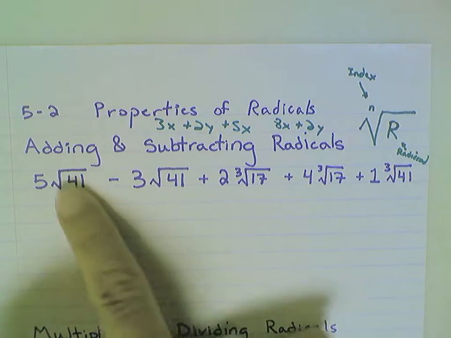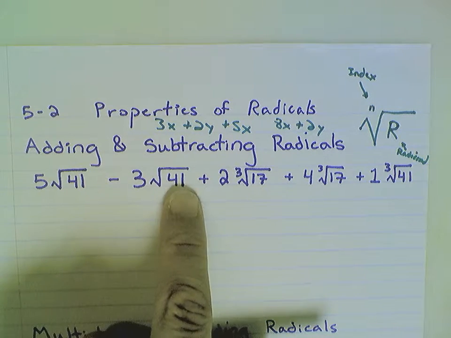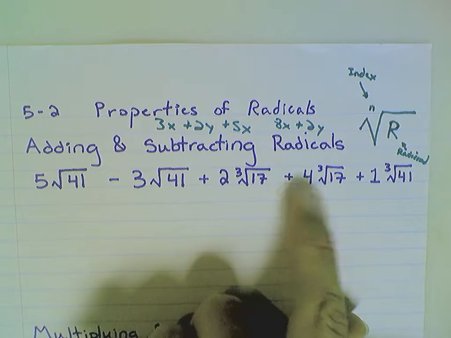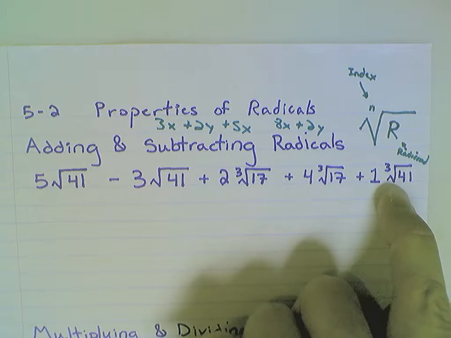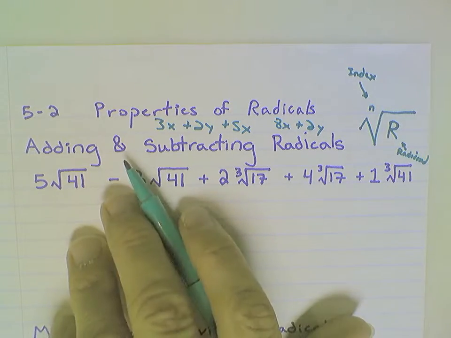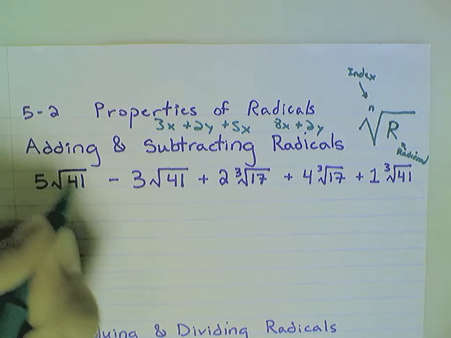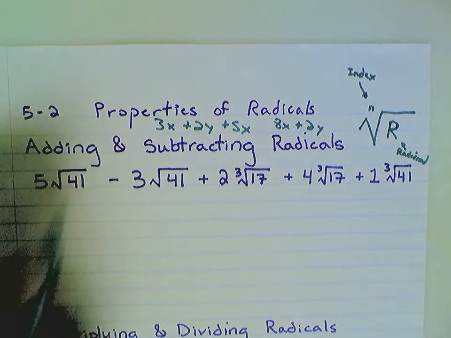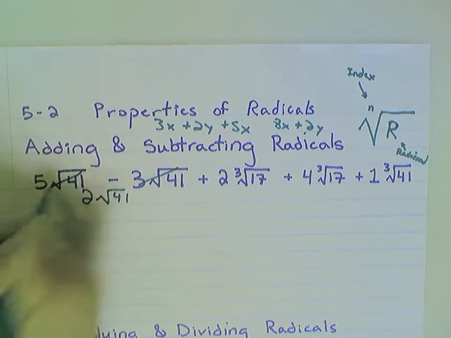So for instance, in this first example, I have 5 square root of 41 minus 3 square root of 41 plus 2 times the cube root of 17 plus 4 times the cube root of 17 plus 1 times the cube root of 41. Well, if we follow the properties of adding and subtracting radicals, you'll notice that I have a square root of 41 and a square root of 41, so those are the same index and same radicand. So I can make this 2 square root of 41. So I can combine those two.